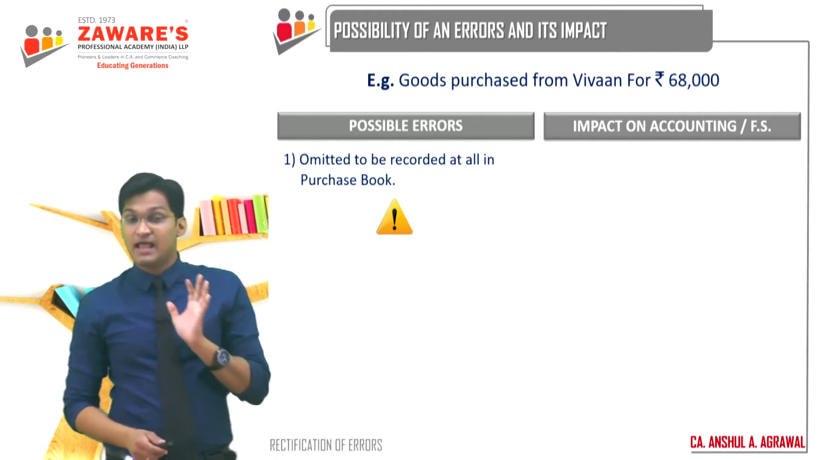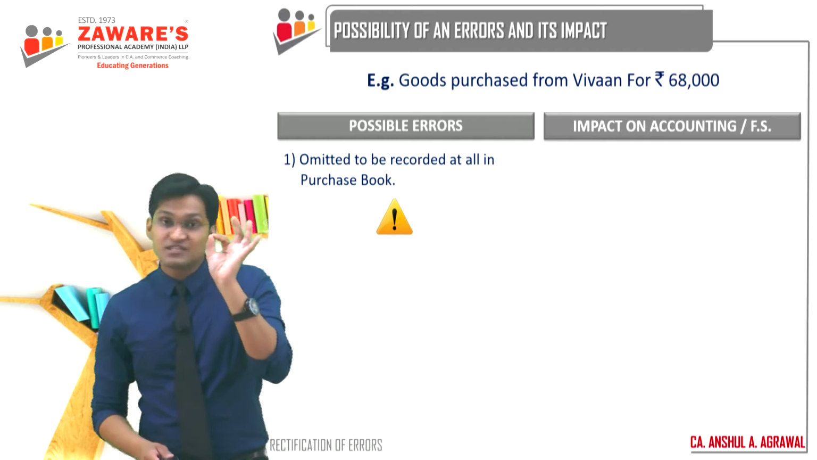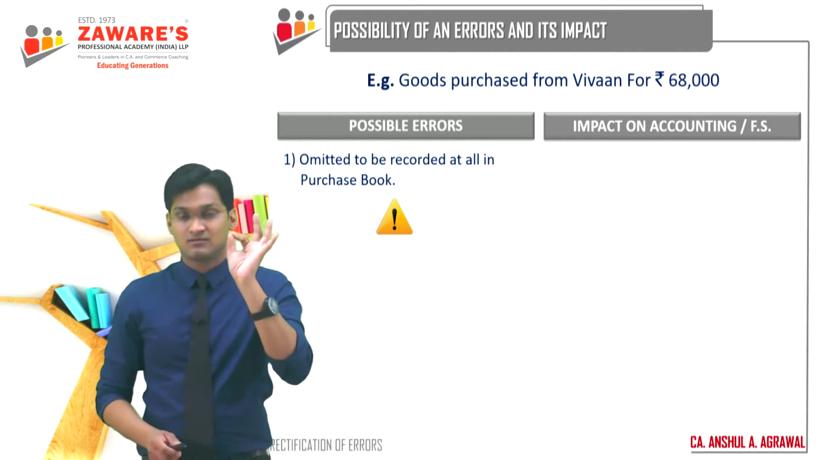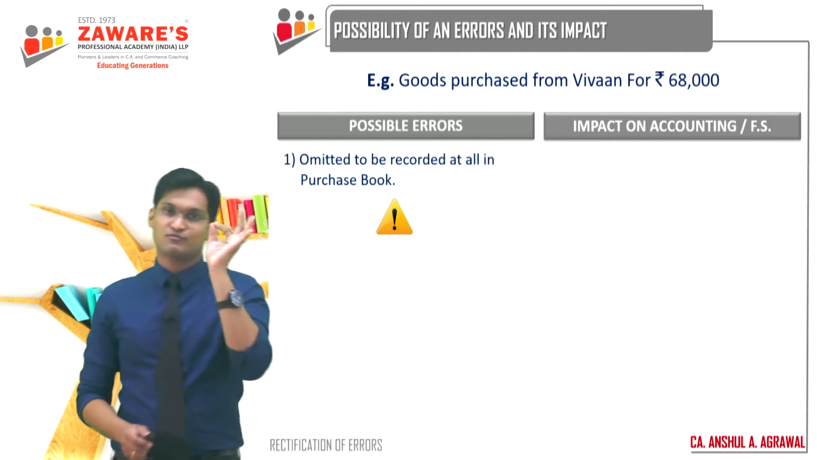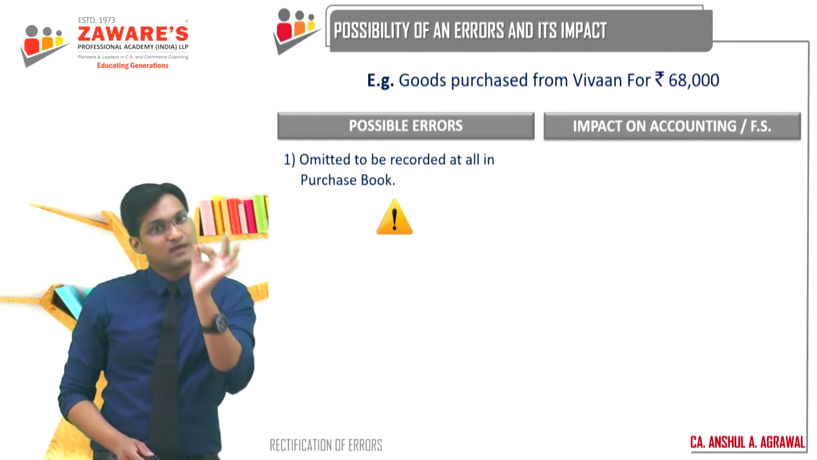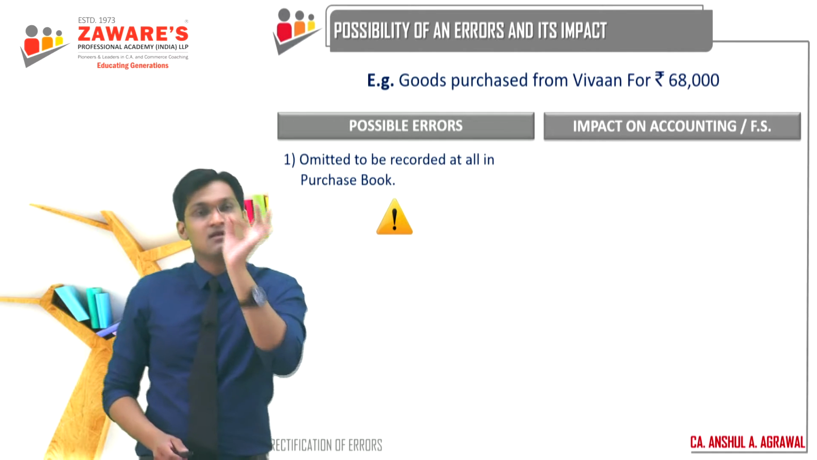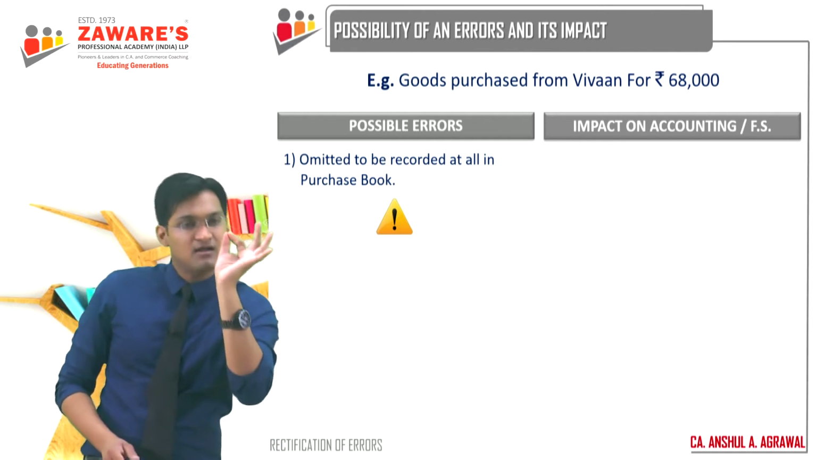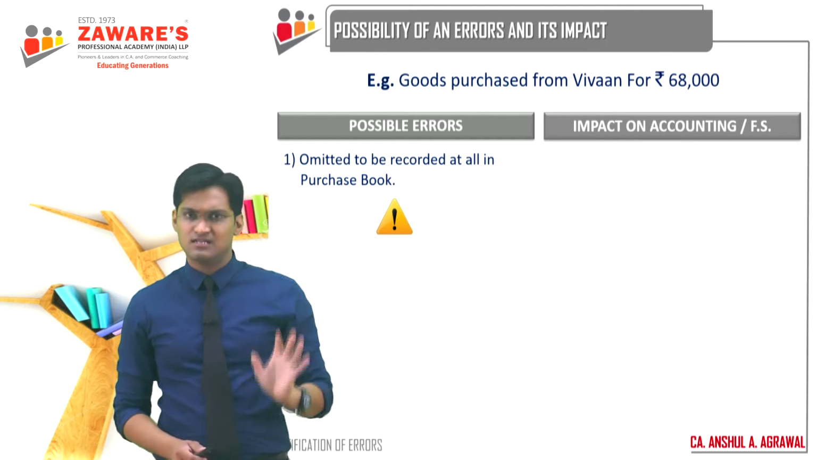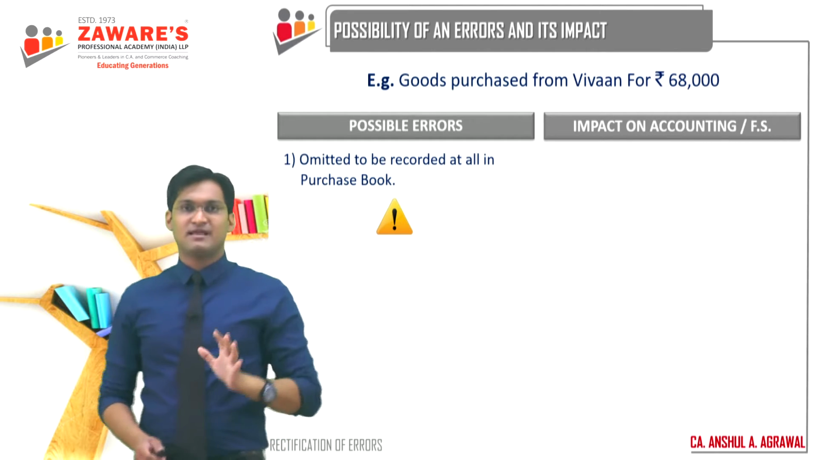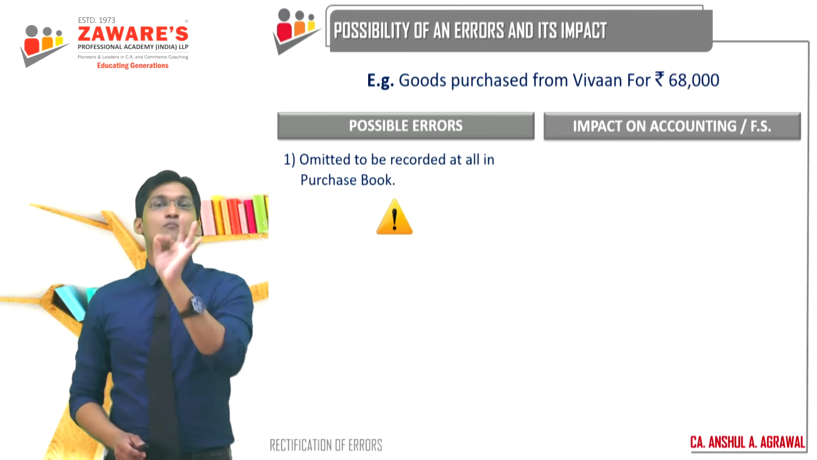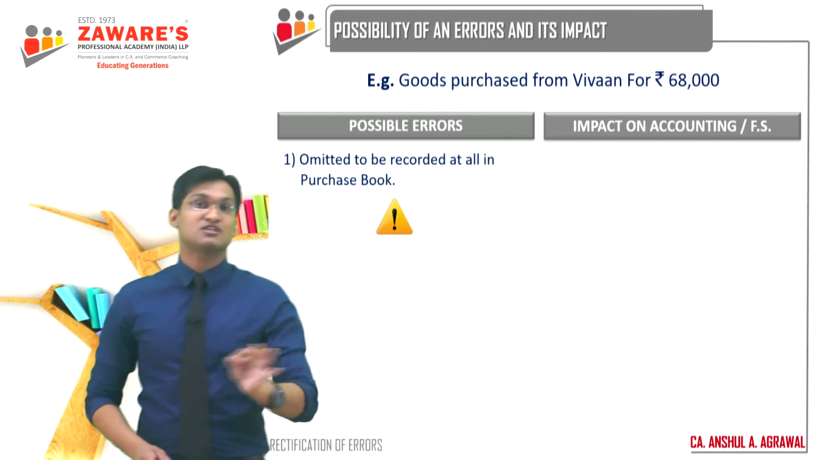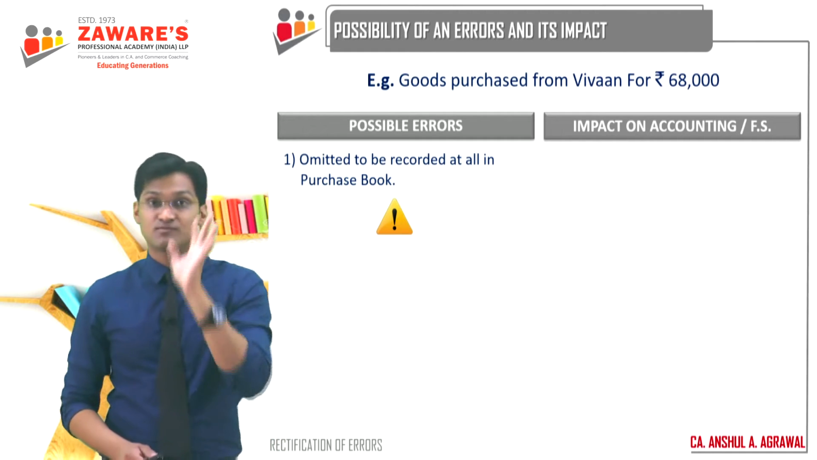Now, understand. This transaction has two aspects. Goods purchased from Vivan for rupees 68,000. It's a credit purchase transaction. Purchase should be debited and Vivan account should be credited. We have already seen that. The first possible error is you have omitted to record this transaction at all in purchase book.